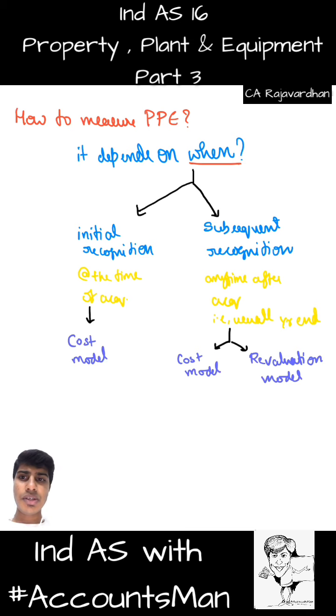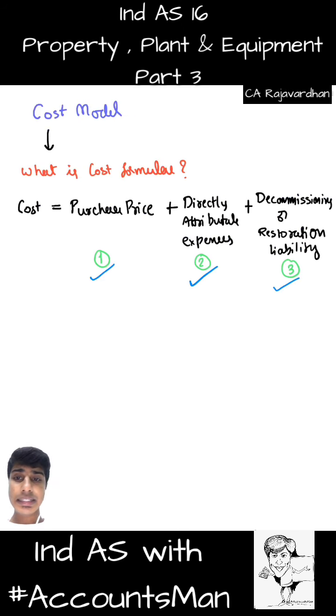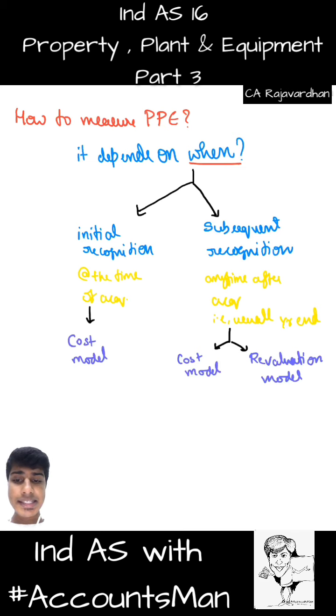In the previous video we had started discussion on how to measure PPE, and I told you it is dependent on when, that is initial or subsequent. In the initial there is only one model, cost model. In subsequent we have cost or revaluation model. In the previous day's discussion we had discussed the cost formula. So how do we use this cost formula in the cost model is what we're going to discuss today, and how do we go about with the revaluation model.